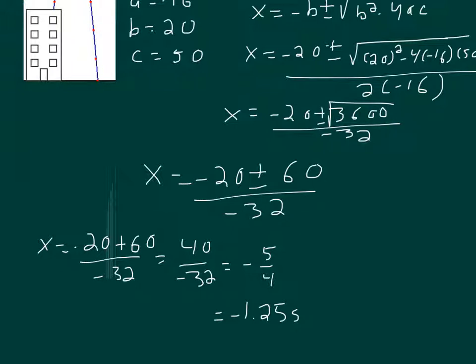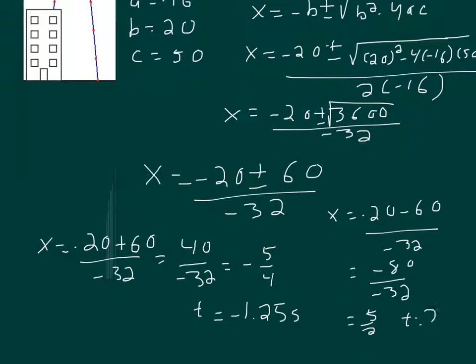seconds. Now, I used x because that's what the quadratic formula uses, but in this case I'm really talking about a time here. So time equals negative 1.25. Now, my other answer would be using the minus. So I've got x equals negative 20 minus 60 over negative 32, which is negative 80 over negative 32. And 80 over 32 would reduce all the way, dividing everything by 16 and the negatives cancel out, to 5 over 2, or 2.5. And again, this is measured in seconds.